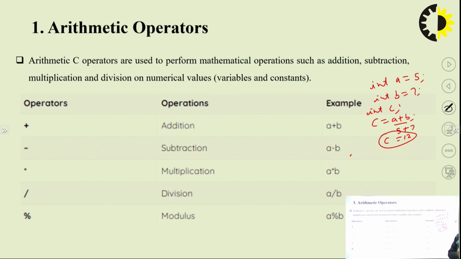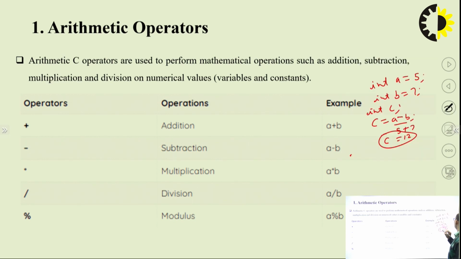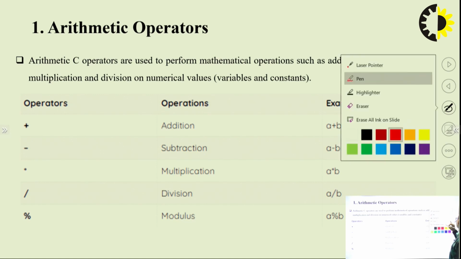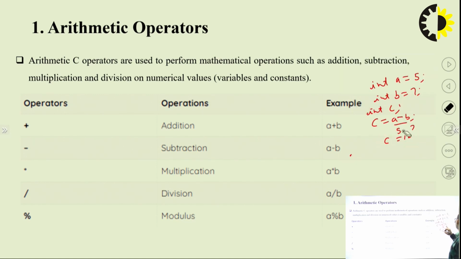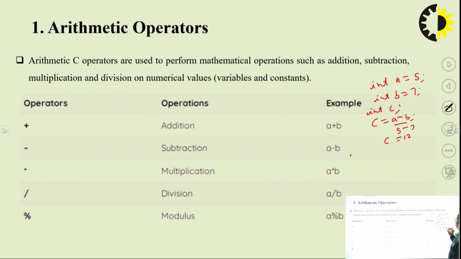In the same way we will perform the subtraction. If we have to perform subtraction, then we can use the minus symbol, and again 5 minus 7, and the result will be minus 2.